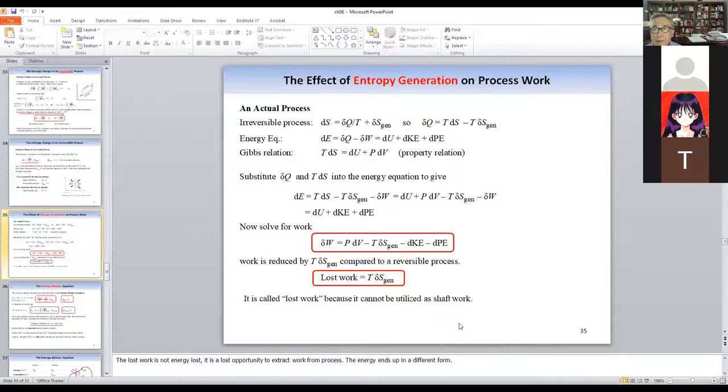Any other discussions? Any questions? I have a problem on number three too. Which problem? Number three.